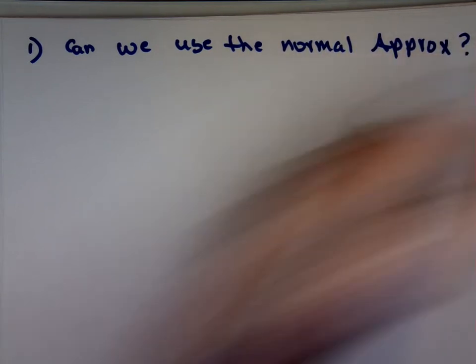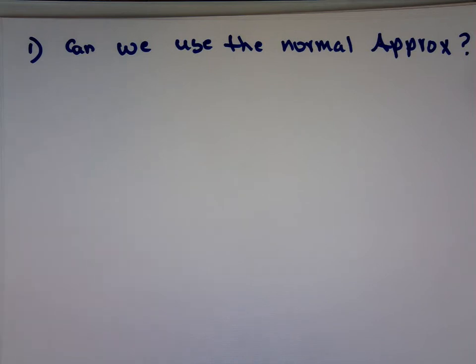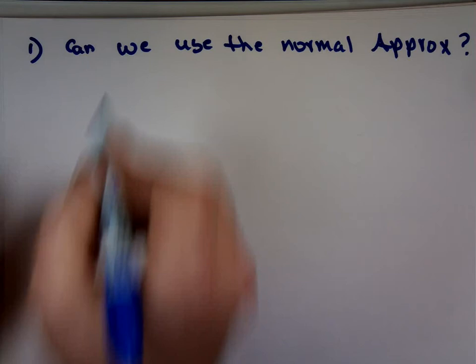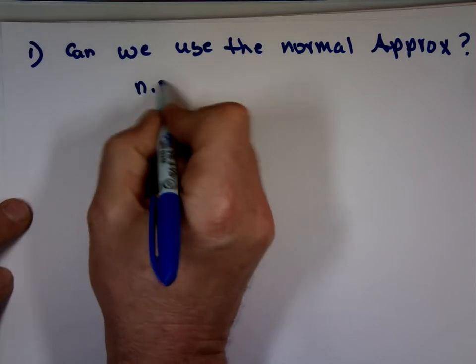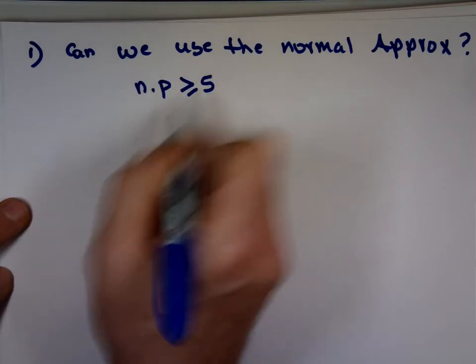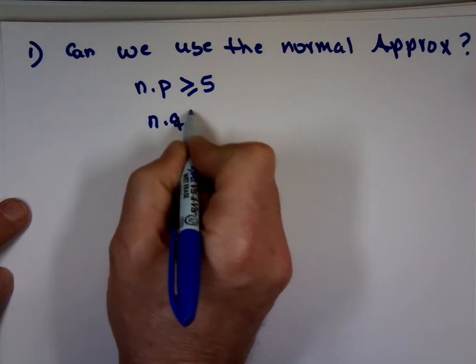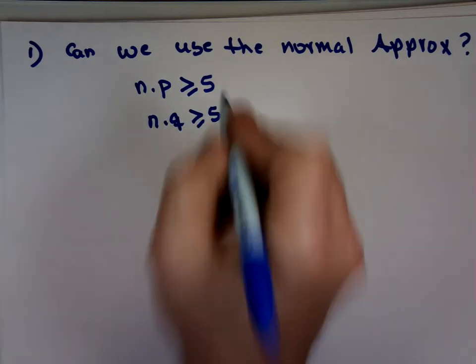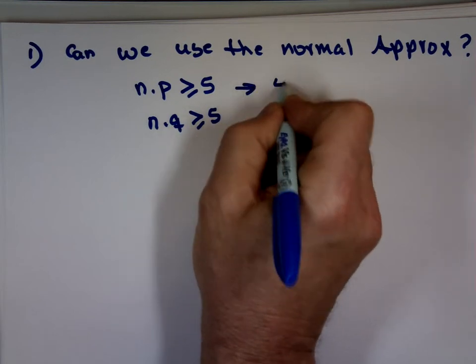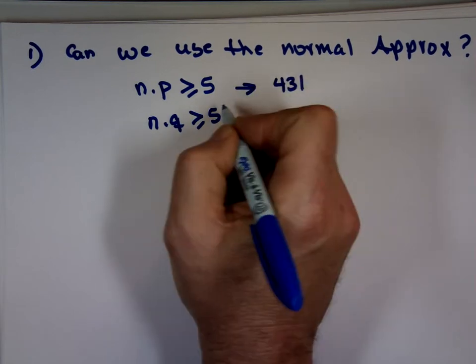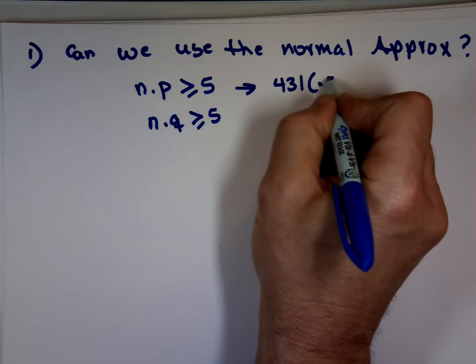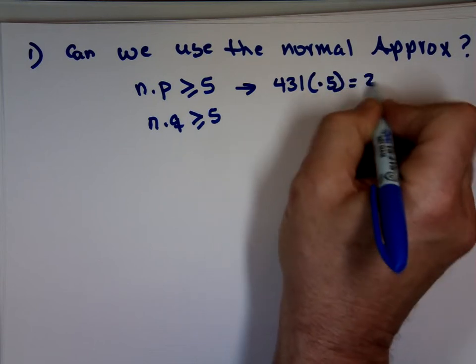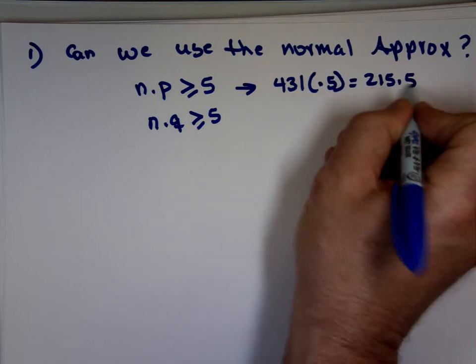Can we use the normal approximation method? To answer that, you have to make sure n times p is greater than or equal to 5, and n times q is greater than or equal to 5. N is how many games? 431 times 0.5 is 215.5. Way more than 5. I'm good.